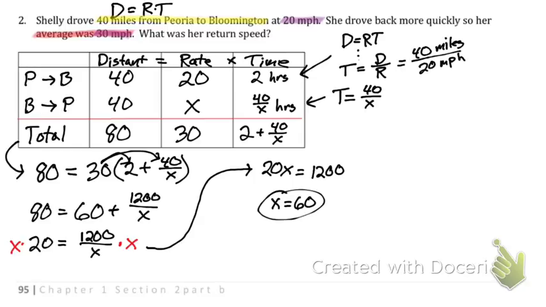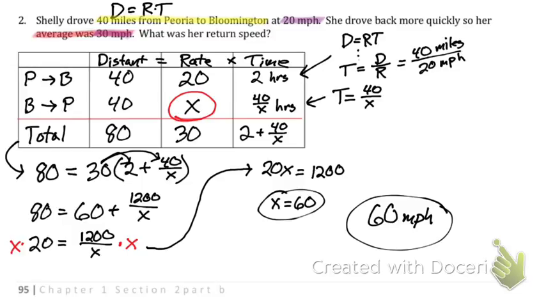It says, what was her return speed? So her return was Bloomington to Peoria. So her return speed would just be x. So whatever x is, that's her return speed. So her return speed would be 60 miles per hour. That is not 40 miles per hour. So it would take her about 2/3 of an hour to drive back.